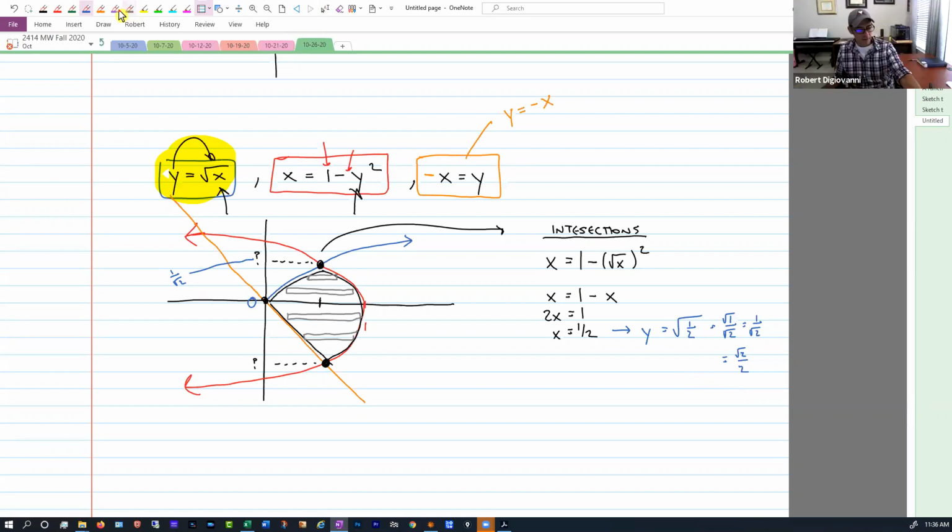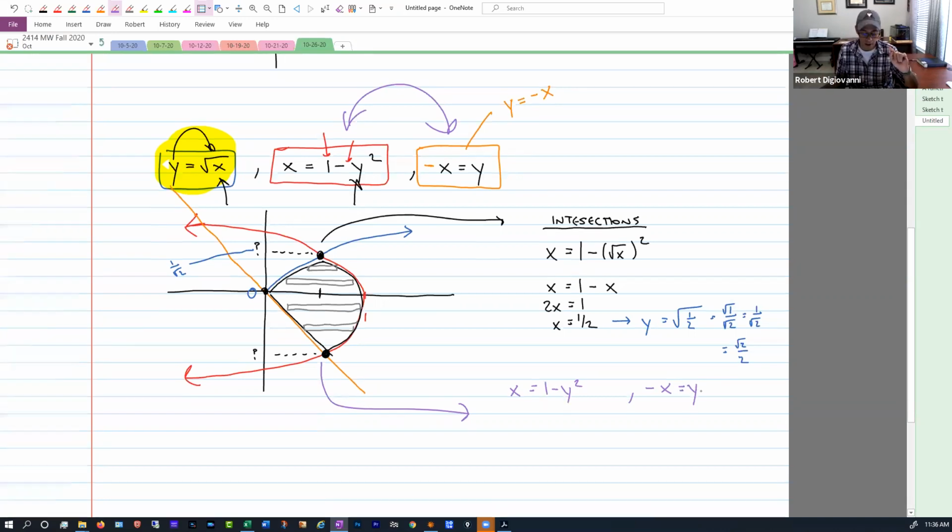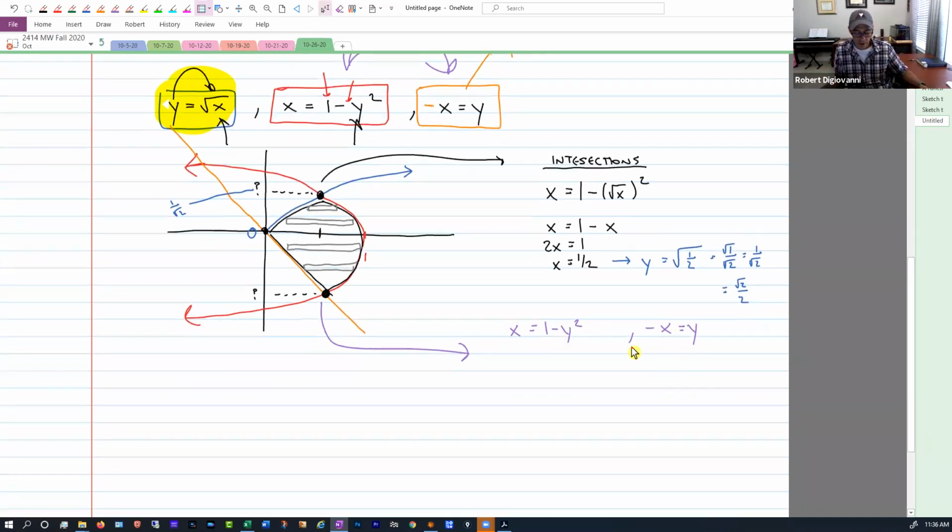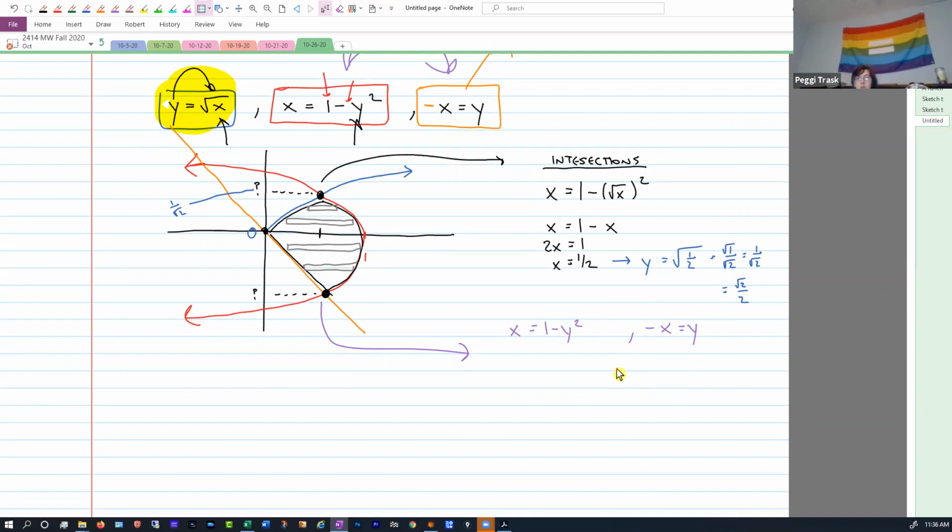How about this last point here? What are we setting equal? We're looking at the red and the orange, right? These two. So what I would do is, well, how would you do it? We have two equations. We have x equals 1 minus y squared. The other one is negative x equals y. And we want to know what y is, right? We want to know the y that makes those two true at the same time. What would you do? Substitute negative x in where y is.